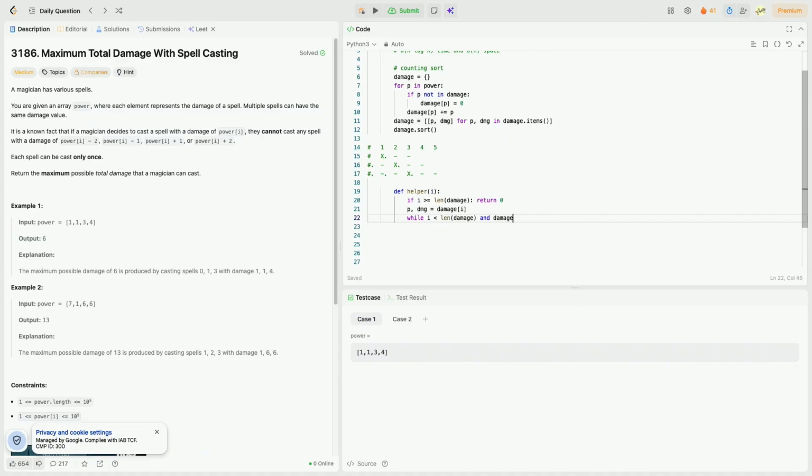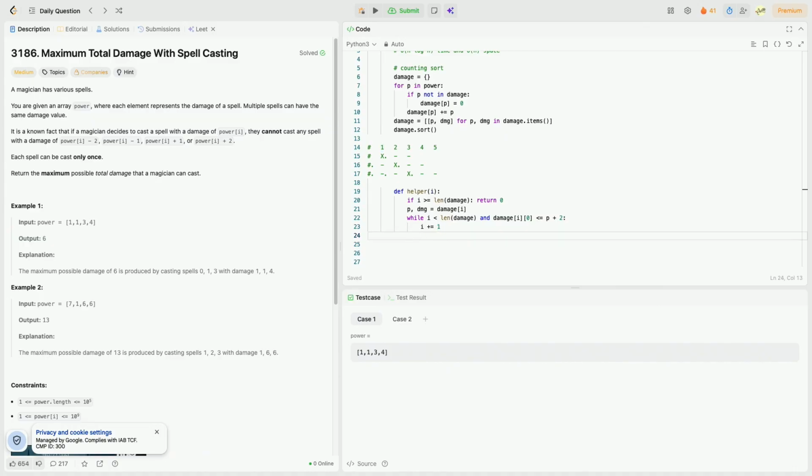And well, we want to make sure that the power value at position I is smaller or equal to the power value that we just pulled out, plus 2, which is this constraint here, because we are traversing the array from left to right. As long as that is the case, we're going to just advance I by 1 position. So that's essentially the skipping over of the next two indices and the power values with an increment of 1.